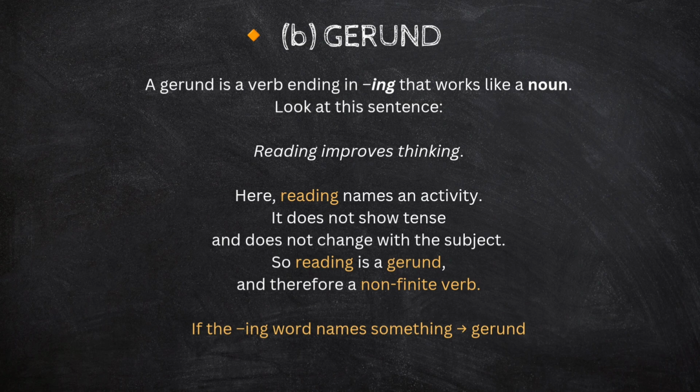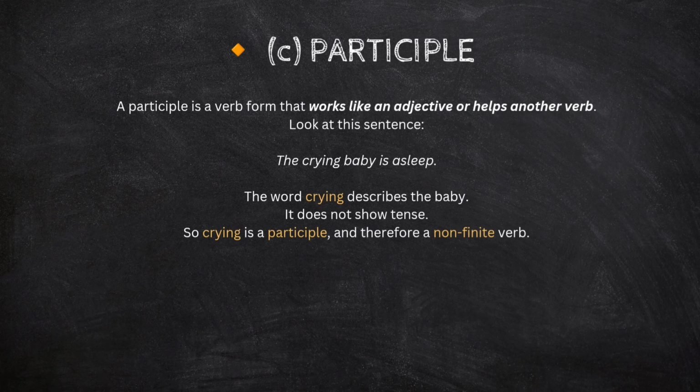Look at this sentence. Reading improves thinking. Here reading names an activity. It does not show tense. It does not change with the subject. So reading is a gerund and therefore a non-finite verb. The third form is the participle. A participle is a verb form that works like an adjective or helps another verb. Look at this sentence. The crying baby is asleep. The word crying describes the baby. It does not show tense, so crying is a participle and therefore a non-finite verb.